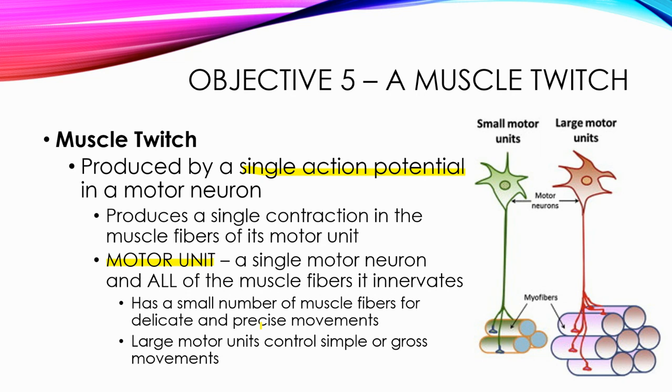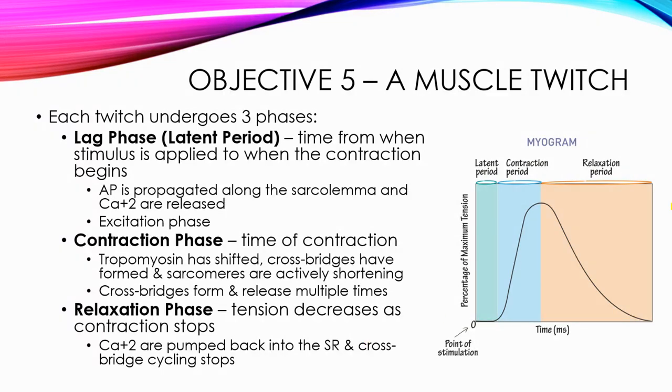Now, there are different sizes of motor units. We'll come back to this in a little bit, but you could have a smaller motor unit that just innervates a few muscle fibers, or a much larger motor unit that innervates many more muscle fibers. Usually small muscles, anything delicate and precise, will have smaller motor units, like your fine motor skills with your fingers. Whereas large motor units are more responsible for bigger movements, like moving your legs and thighs.